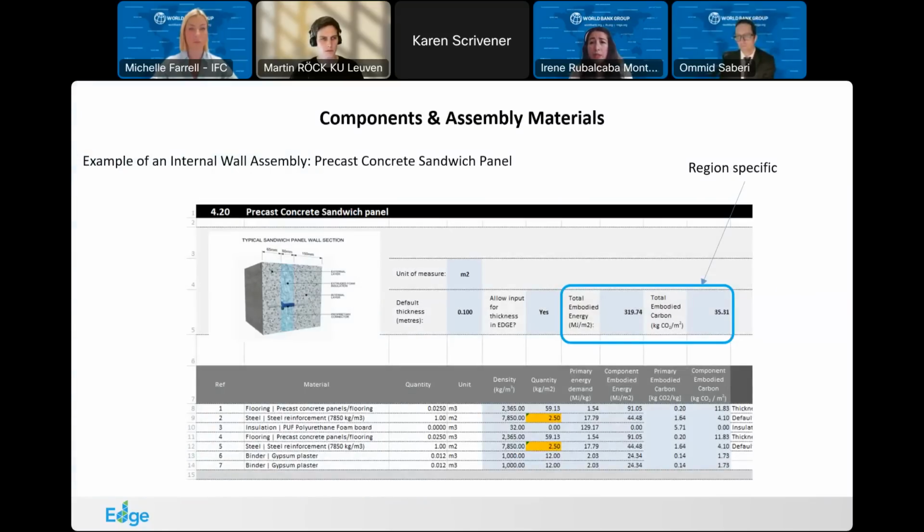While the user selects one system on the Edge app, on the drop-down menu, they only select one system, such as concrete sandwich panel. The back-end calculations already take into consideration all the elements associated with this assembly, such as plaster, if there is content of steel, etc. So the user doesn't really have to worry about specifying one by one. The user only sees one element in the app.